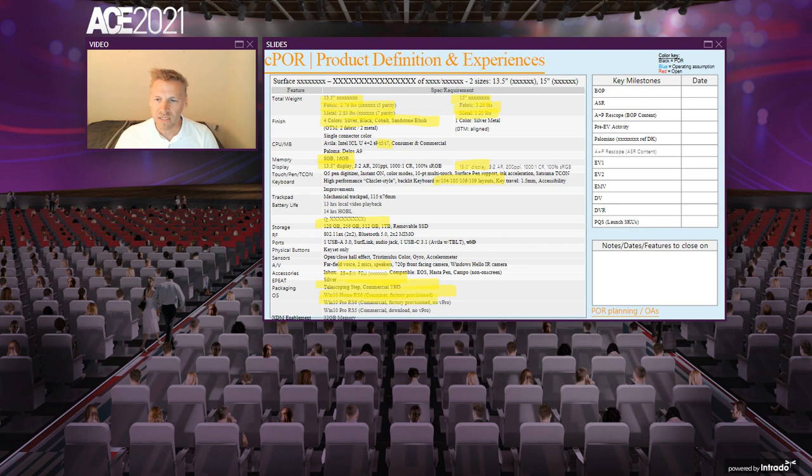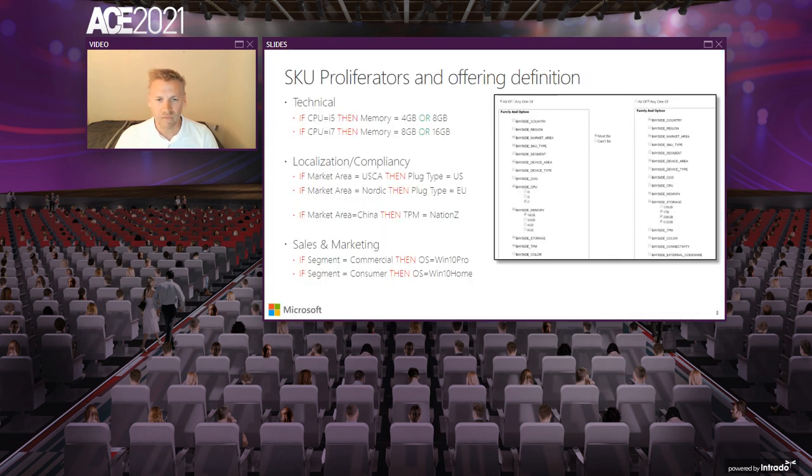Based on this document, we then build rules. Once the BOM architecture and the proliferation points have been captured, we go into building rules. We have three sets of rules. First one being the technical. Different CPUs, processors get different memory configurations. So for example, if the CPU is i5, the memory can be only 4 or 8. If you get a higher-end CPU, you get a bigger memory, 8 or 16.